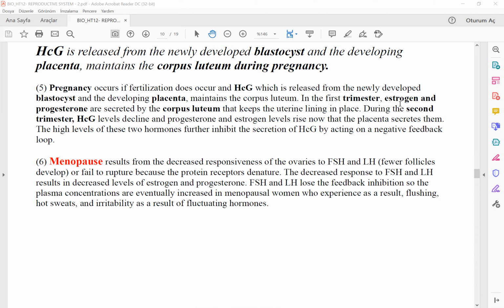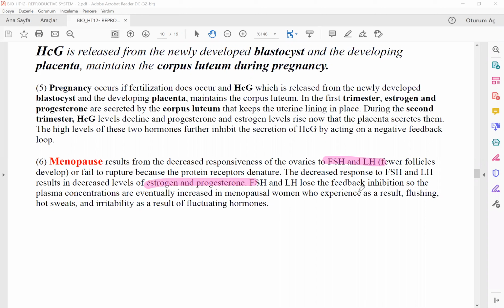What is menopause? Menopause results from the decreased responsiveness of the ovaries to two hormones, FSH and LH, and fewer follicles develop or fail to rupture because of protein receptor denaturation. The decreased response to FSH and LH results in decreased levels of estrogen and progesterone.